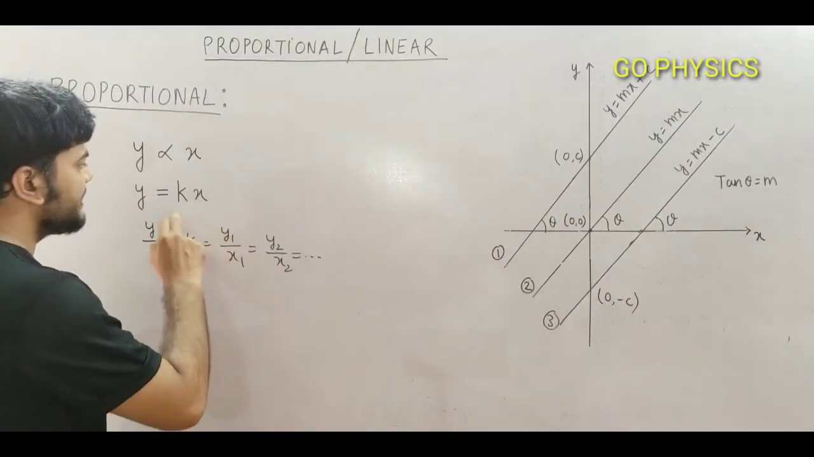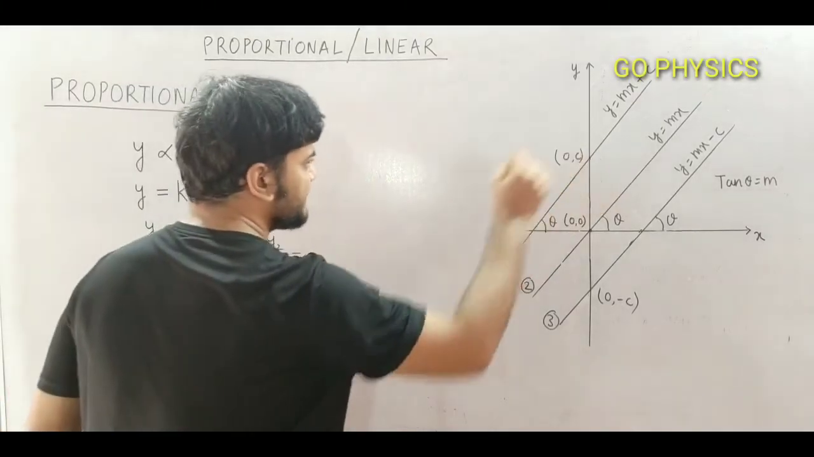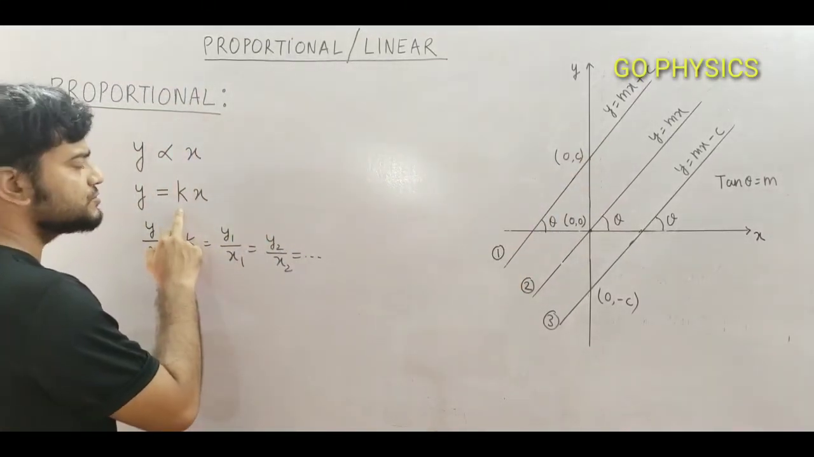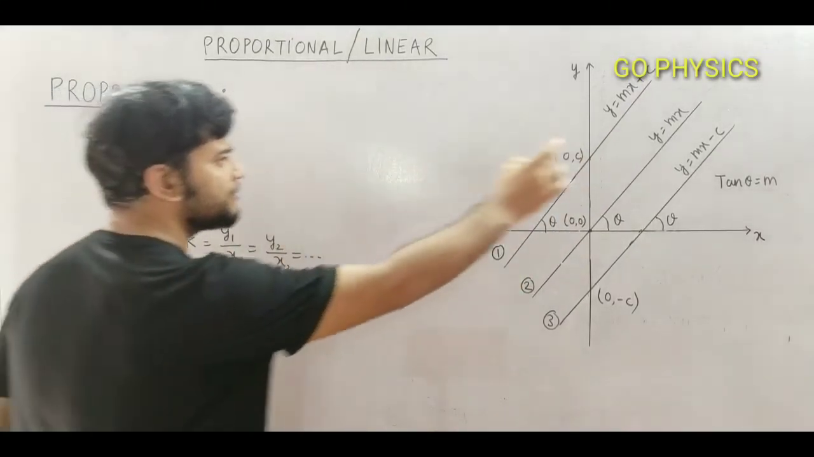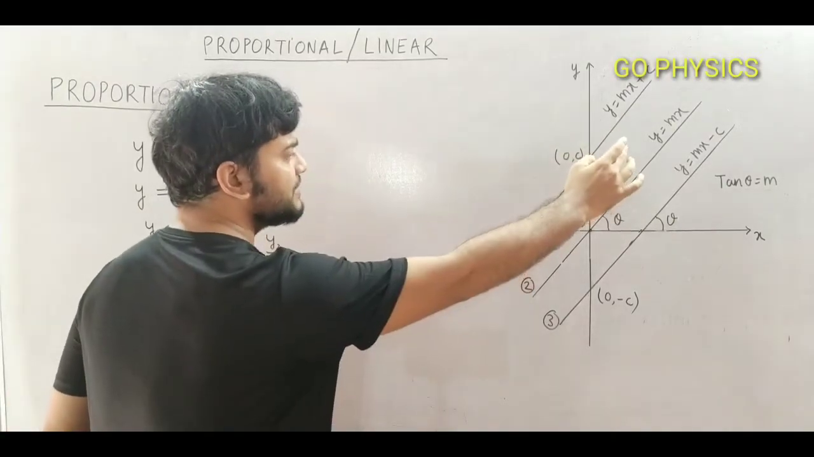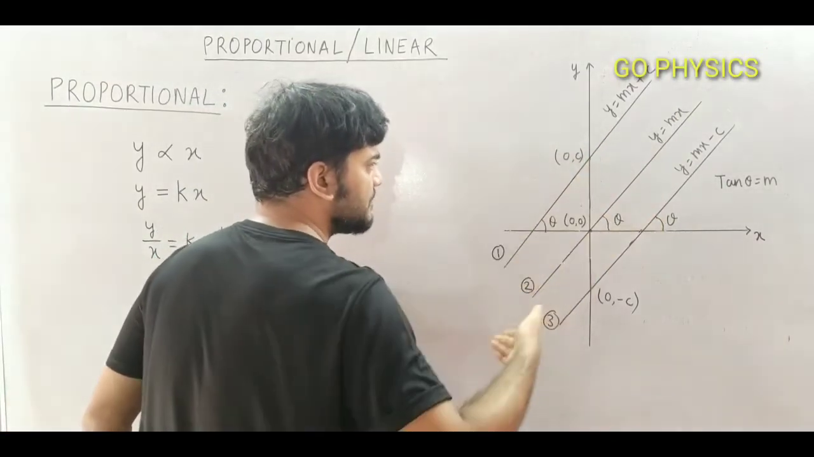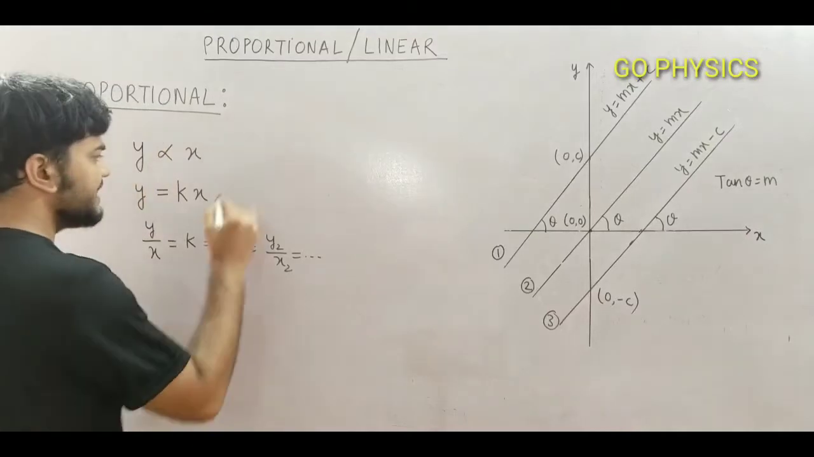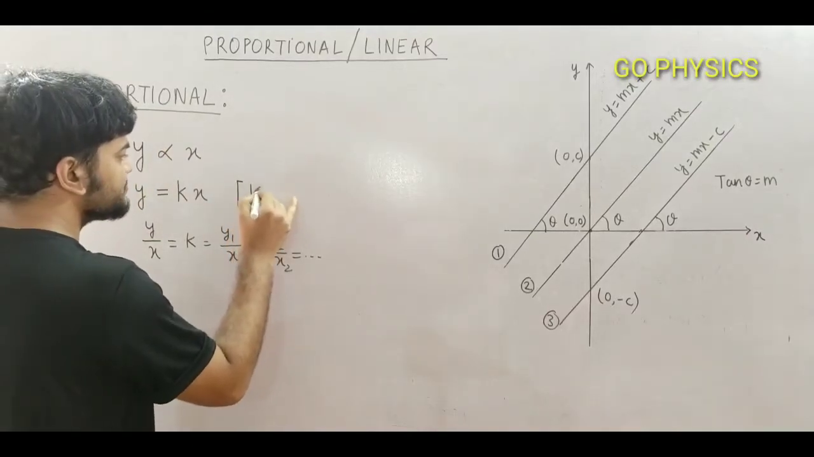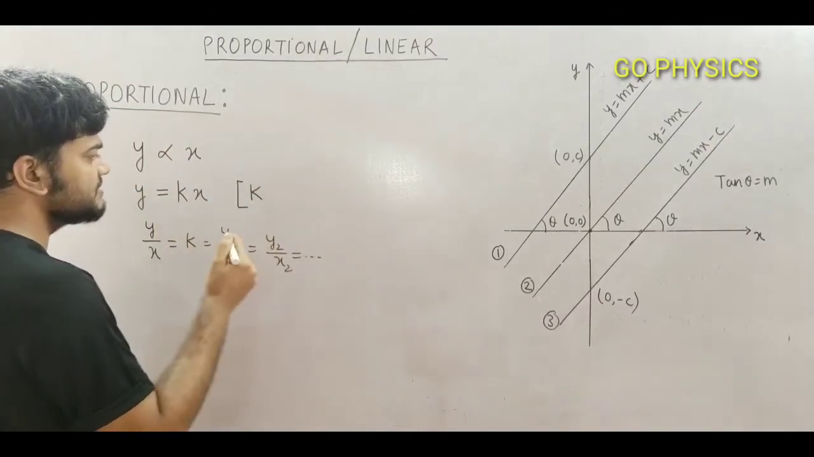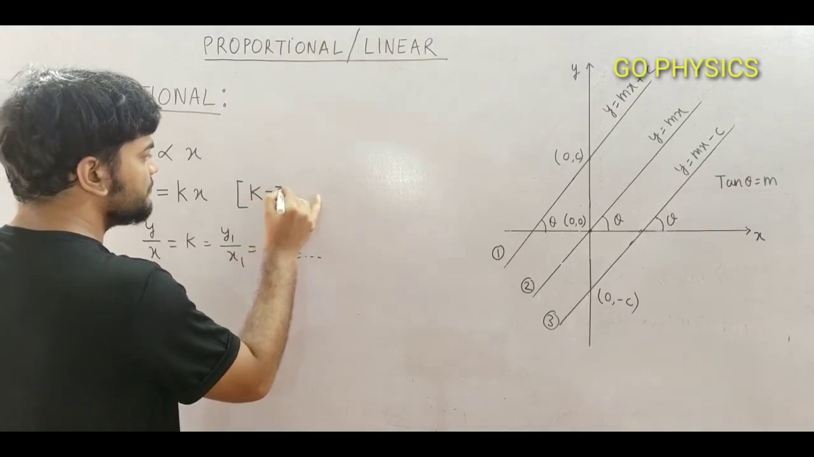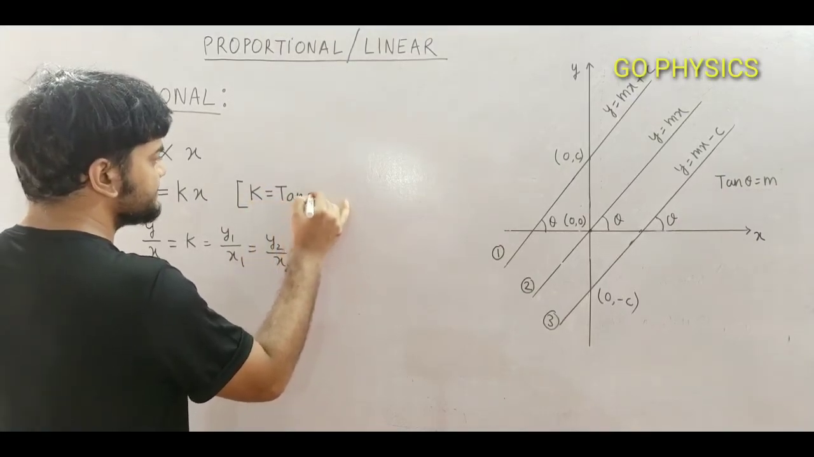If we compare y equal to kx with y equal to mx, it means that k, that is the constant of proportionality, is equal to m. And what is m? M is the slope of the line. It means that k, the constant of proportionality, will give us the slope of the line.